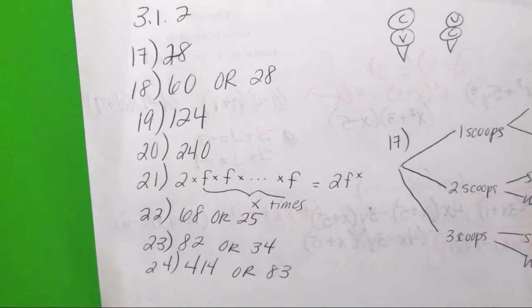Okay, 22 is 68 or 25. 23 is 82 or 34. And then 24 is 414 or 83. So I know Lauren's group was ahead, and they already did 3.1.1 entirely, and then they got stuck on 3.1.2, so they went on to 3.1.3.